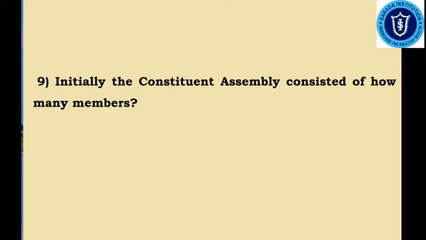Question number 9. 5-star question. Initially, the Constituent Assembly consisted of how many members? Now, why the term initially? Because in 1946, on 9th December, when the Constituent Assembly met for the first time, India was an undivided India. India and Pakistan were a single country, so members from both India and Pakistan were the members of the Constituent Assembly. So that's why we have maintained the term initially.